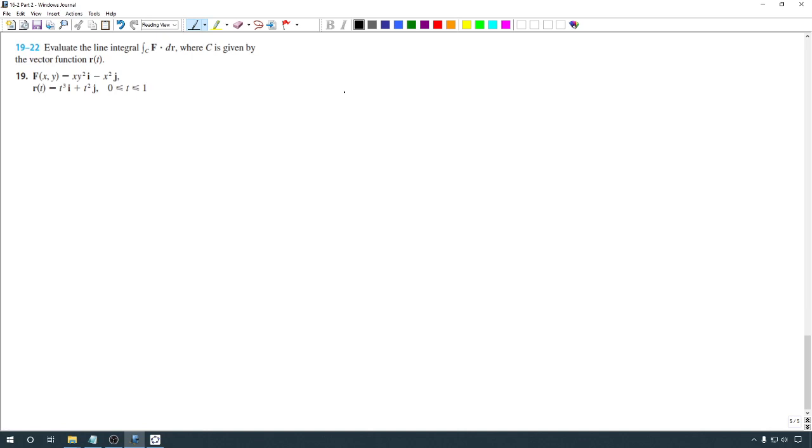On problem 19, they give it to us as a vector field and a parameterized curve. They didn't give it to us in terms of the dx dy notation, but we can go ahead and do that. So here we can write this as the integral over c of xy squared dx minus x squared dy. To change between the two notations, all you really do is take the i and j and replace them with dx and dy.